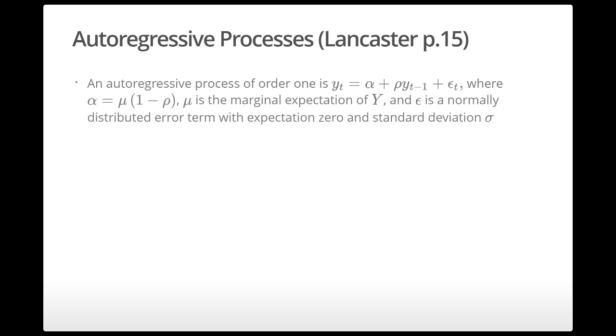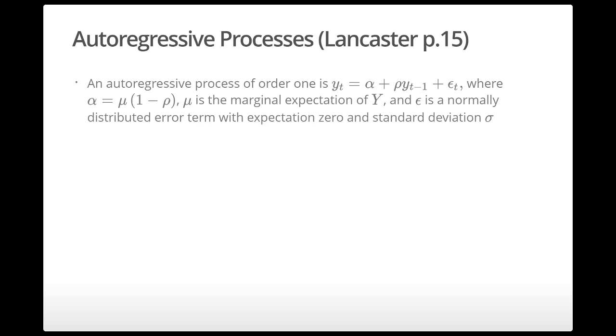This is an example from Lancaster in the reading. If we have an autoregressive process, that's y at time t is equal to y at time t minus 1 multiplied by a coefficient rho, maybe shifted by an intercept alpha. Alpha can be represented as mu times 1 minus rho if rho is less than 1 in absolute value, where mu is the marginal expectation of the outcome. And then epsilon are error terms, which are ordinarily assumed to be distributed normally with expectation 0 and some unknown, at least to us, standard deviation sigma.